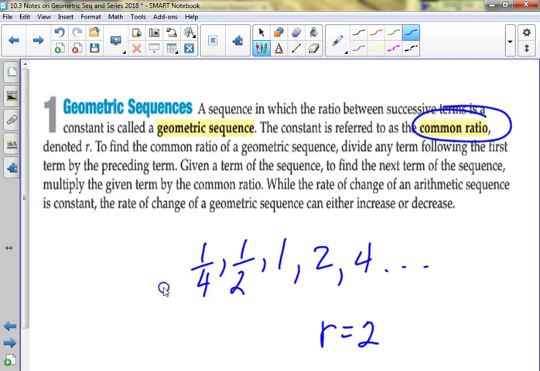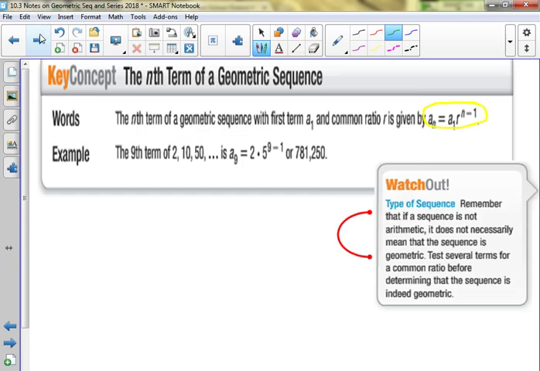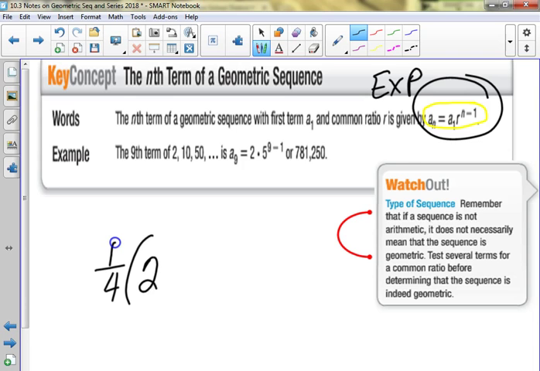Anybody remember how to write that in explicit or recursive form? In my other two classes, I reviewed recursive a little better than this class, I think, yesterday. Anybody remember? I can flip to another slide and it might help us. This is explicit. It's based on the term number. So what did my term start with? 1/4. And then I was doubling it n minus 1 times. So to find the 6th term, I would double this 5 times. Does this sound familiar now?